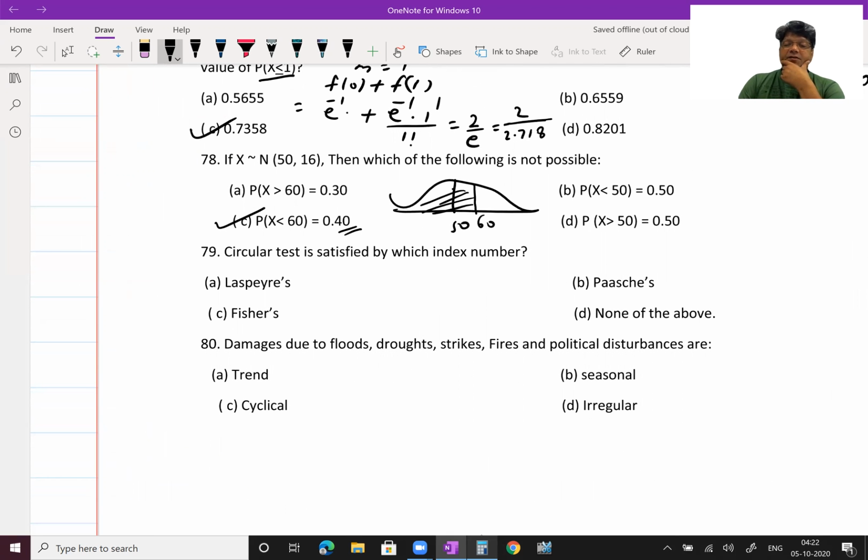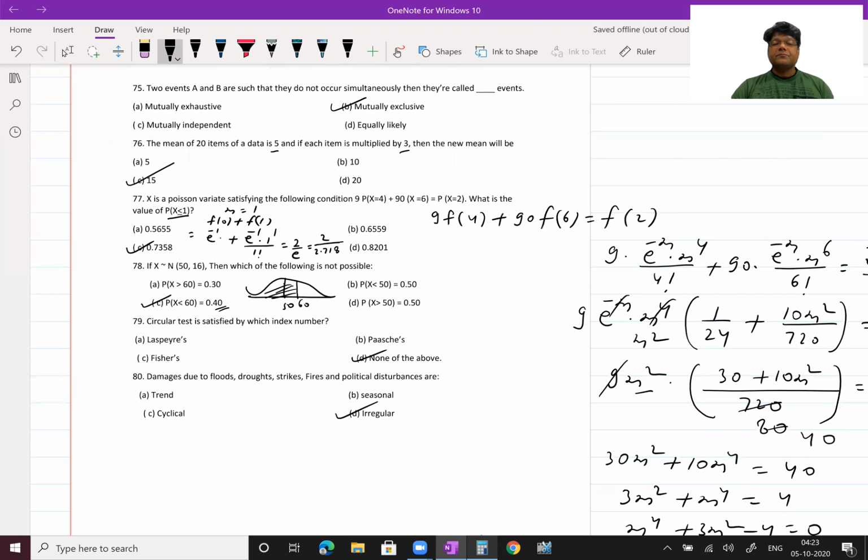Circular test is satisfied by which index number? Laspeyres, Paasche, nothing. None of these. Damages due to floods, droughts, strikes, fires, and political disturbances are trend. The flood, drought, okay, irregular. Done. So it's completed.